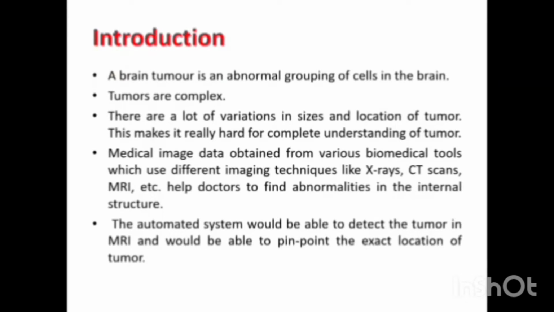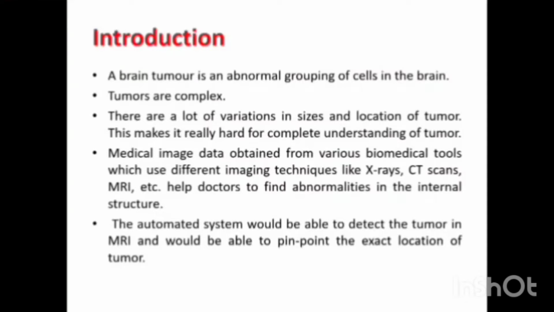What is a brain tumor? A brain tumor is an abnormal grouping of cells in the brain. Tumors are complex. There are a lot of variations in sizes and location of tumors. This makes it really hard to completely understand tumors.